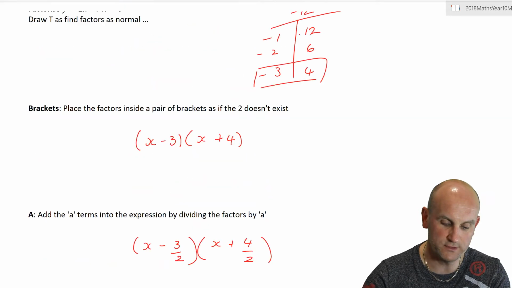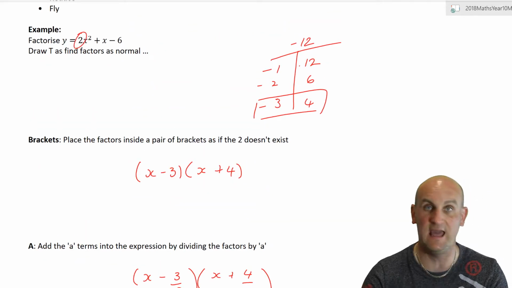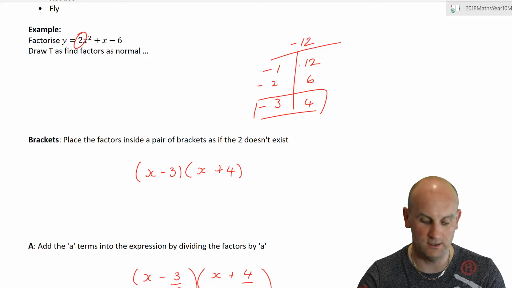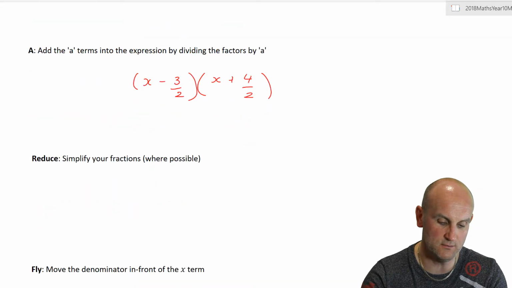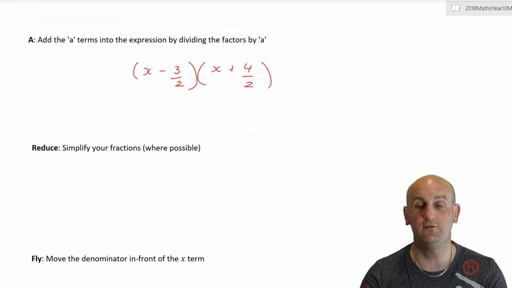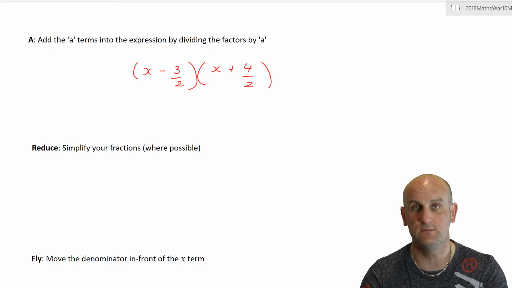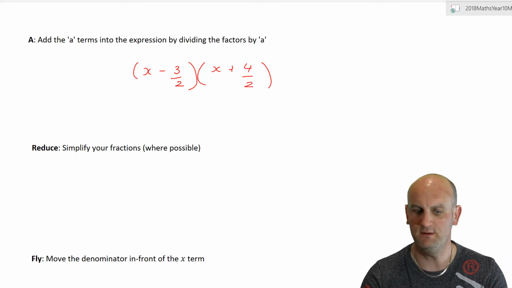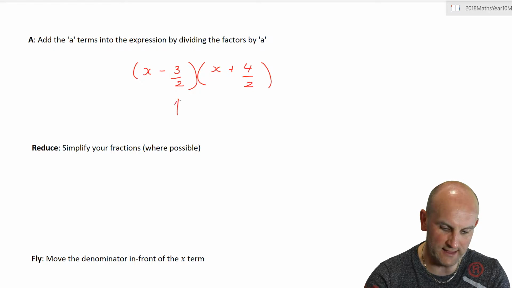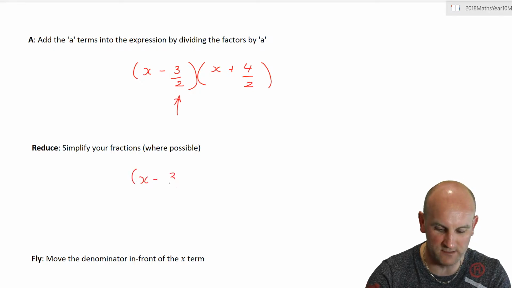So the reason I've got the 2 is it tells me to take my A term, my A value, and divide each of those terms. Reduce. It says reduce, which means if you can simplify those fractions, simplify them. So as it turns out, that cannot be simplified. I get x minus 3 on 2. But I can simplify that to become x plus 2.